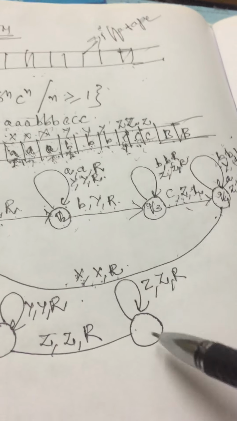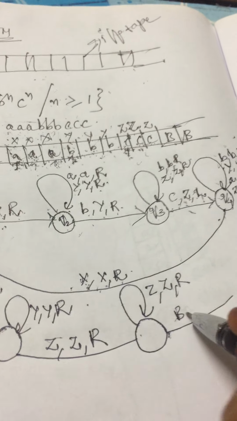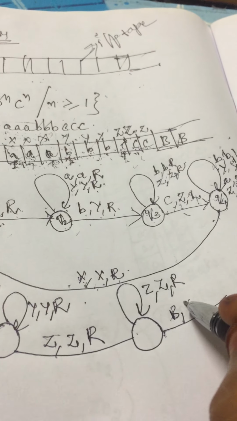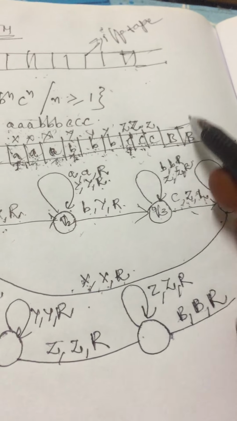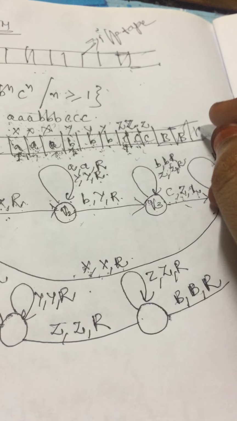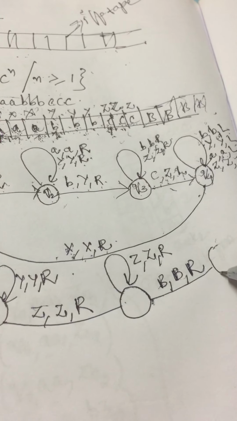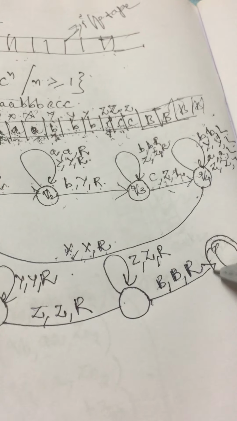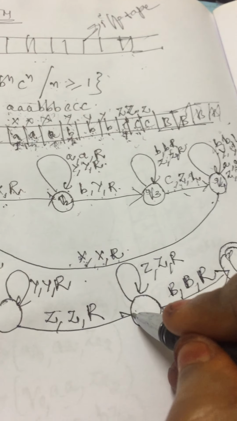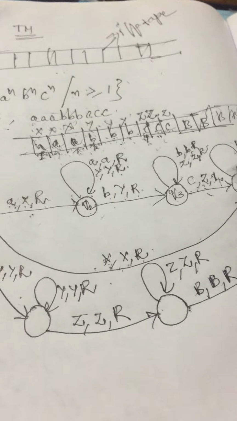When you find a blank symbol, it means that your string has been processed. Those blank symbols will remain as blank symbols only. Move to the right direction. Everything will be blank here, every cell will be a blank symbol only. That means that the process has ended. This string has been accepted by the Turing machine. This is how we have to process the string here.